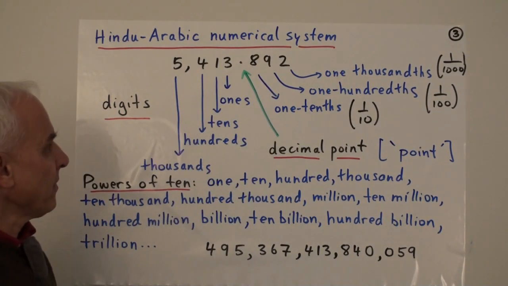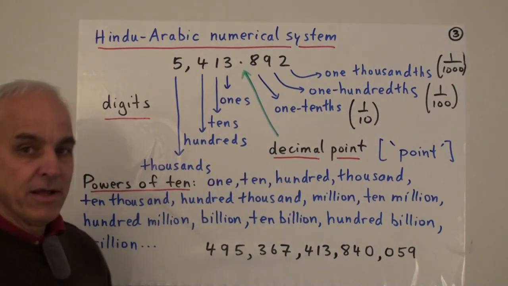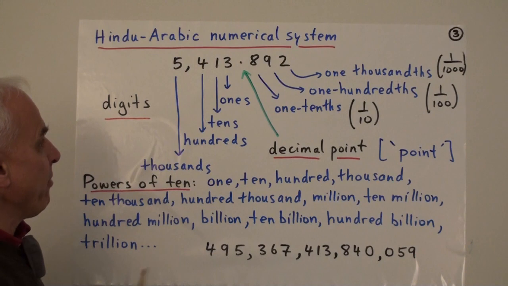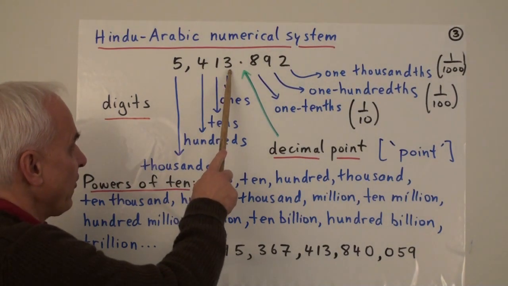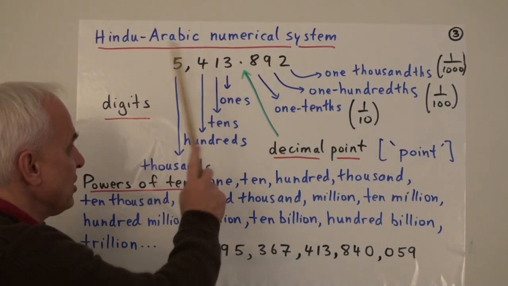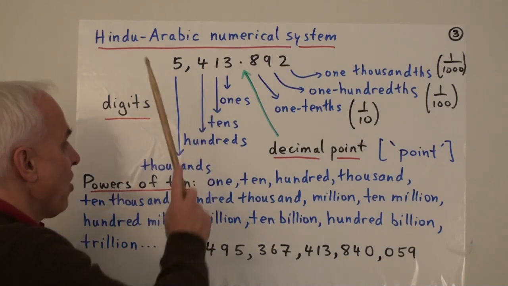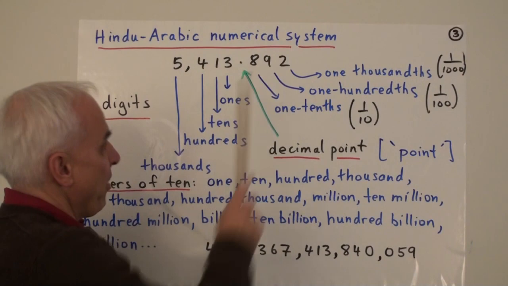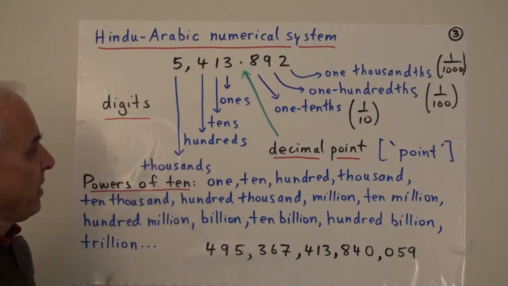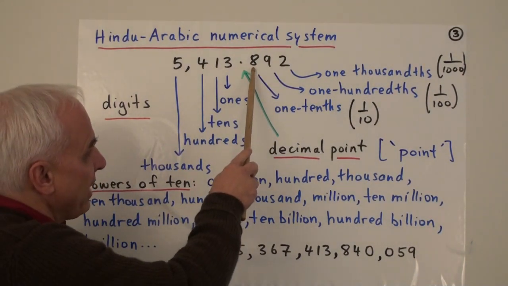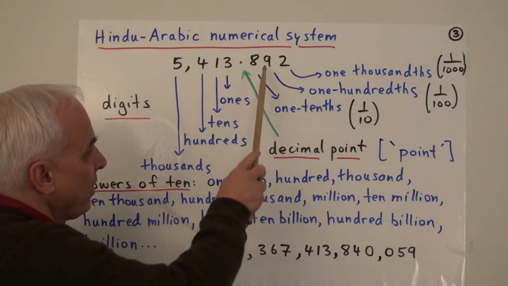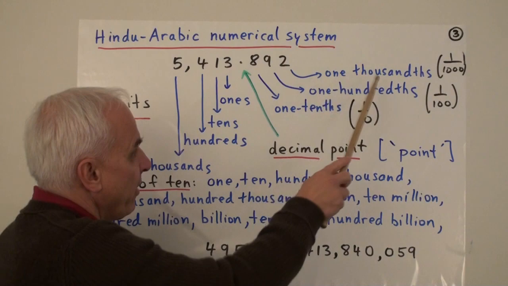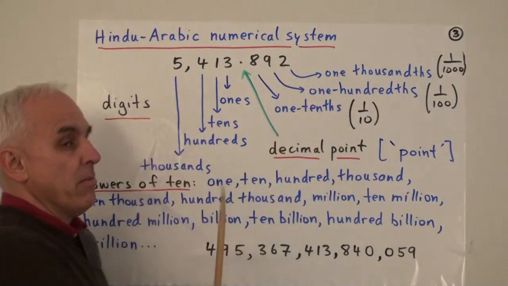5,413.892. And this decimal point here separates the standard part of the number, which has the ones column there, tens column there, hundreds column there, thousands column there, and so on, from the decimal part of the number, which involves the 1/10ths column there, the 100ths column there, the 1,000ths column there, and we could carry on in both directions.